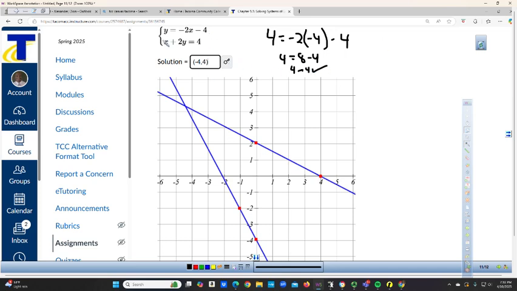Then I plug in those values for my second one. X is -4, plus 2 times my y, which is 4, equals 4. -4 plus 8 equals 4. 4 on the left equals 4 on the right. Therefore, I know that this is the solution.